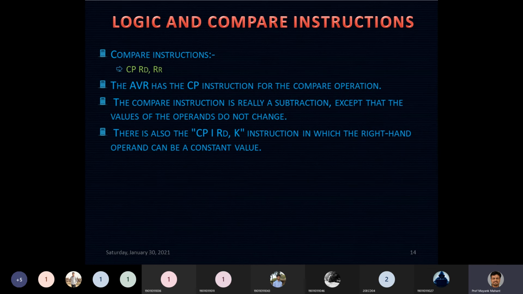You can also compare an immediate value. We had CPI in our 8085, and in the same way we also have the CPI instruction in our AVR microcontroller, which compares an immediate or constant value with any register. In the case of the 8085, only the accumulator could be used for comparison. But in the case of this AVR, any of the 32 general purpose registers can be used for the comparison, as well as the comparison with a constant value.